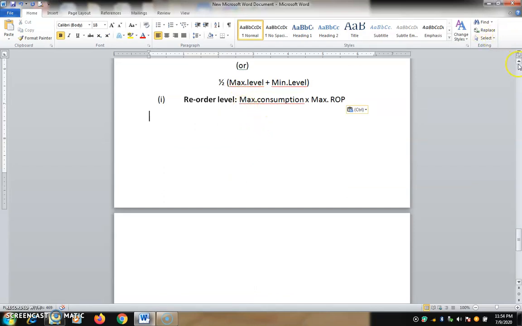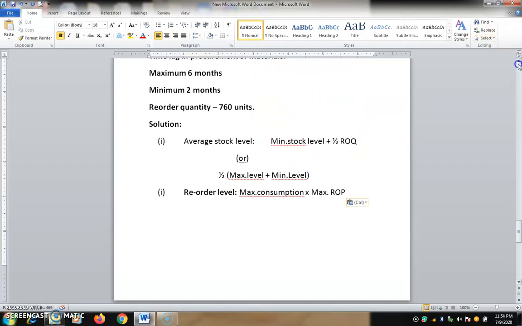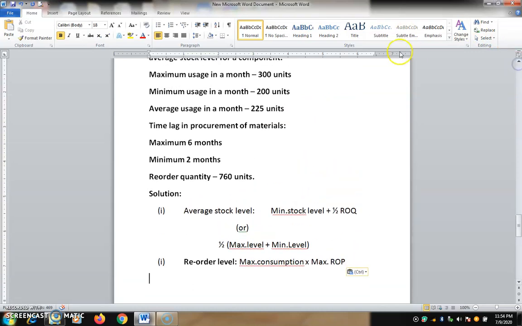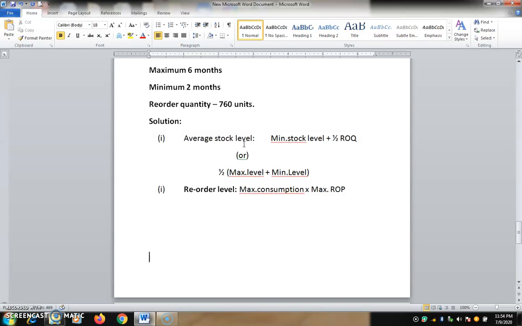So maximum consumption is available in your problem, that is 300 units, and maximum reorder period is also available, that is 6 months, so we can directly substitute. 300 units into 6 months, we are getting 1800 units is your reorder level. So next we are going to calculate the maximum stock level.